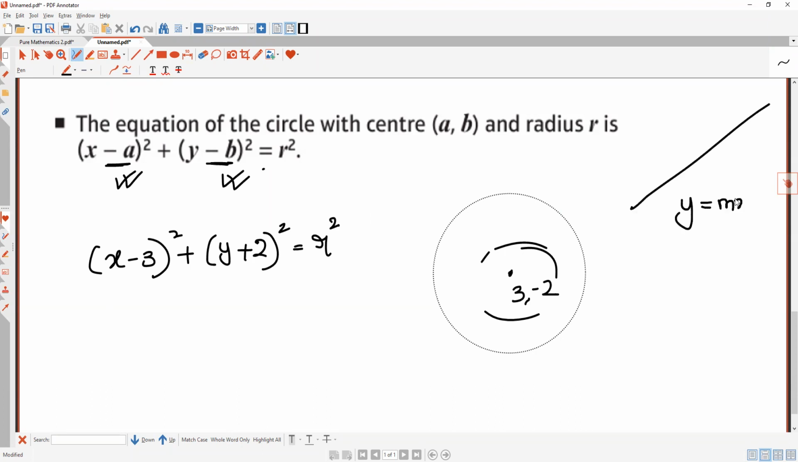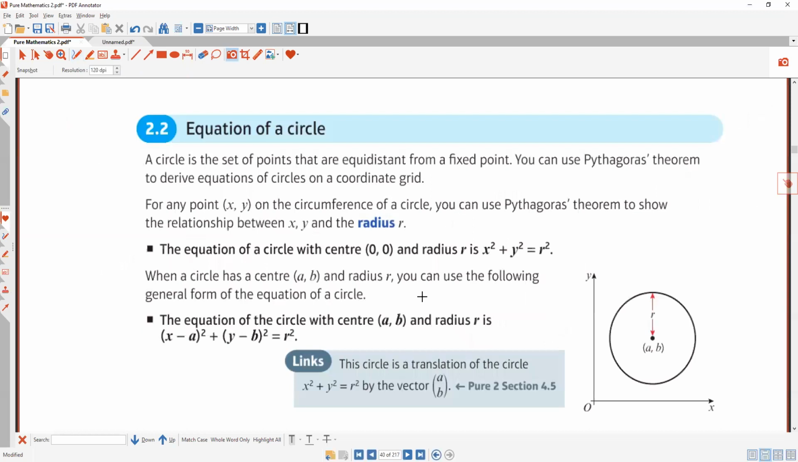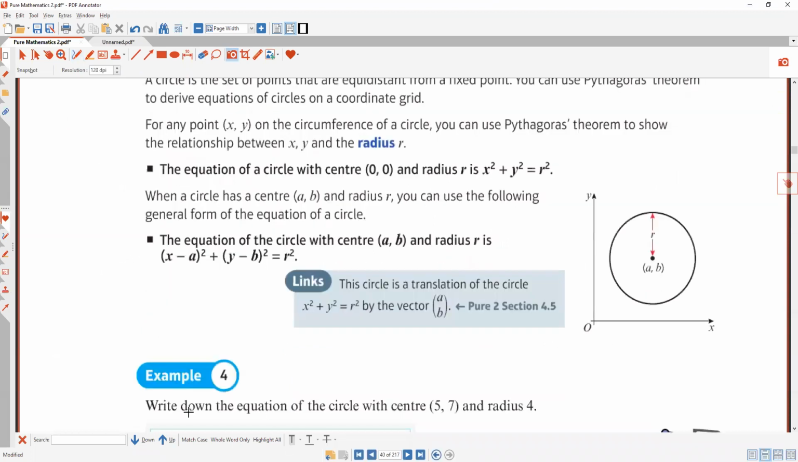Just like we have an equation of a straight line, what is it? Y is equal to mx plus c, right? Same thing, I have an equation of a circle as well, which is x minus a whole square plus y minus b whole square is equal to radius square. Okay, all of you understood till here? Everyone? Yes. Everyone got it? Fine then.